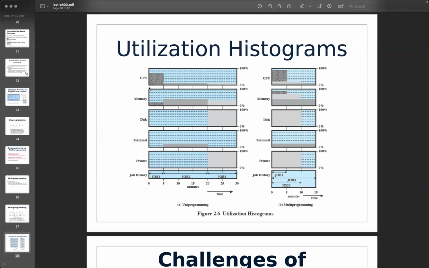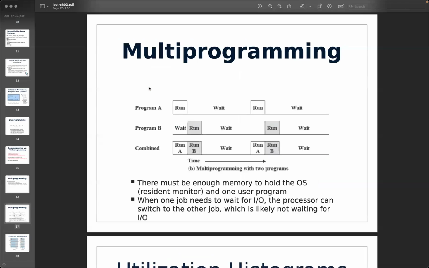Yep. So we go back one here. Okay. It says that in order to run two at the same time, it has to be able to hold the memory for both. Does it do that in the cache or the RAM?